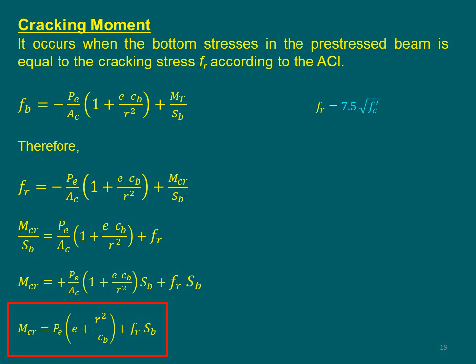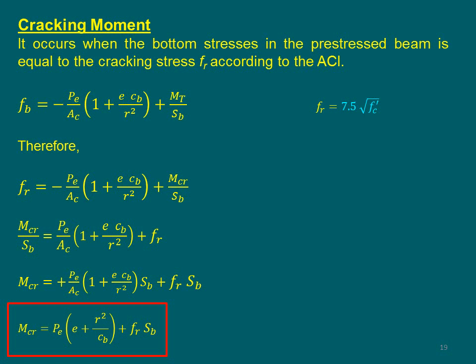Generally speaking, cracking is going to happen on the bottom of the beam, the part of the beam exposed to tension. Cracking is going to happen once the bottom stress reaches or goes beyond a stress value of 7.5 square root of F prime C. Please remember that the ACI code is a PSI code, which means F prime C needs to be in PSI.